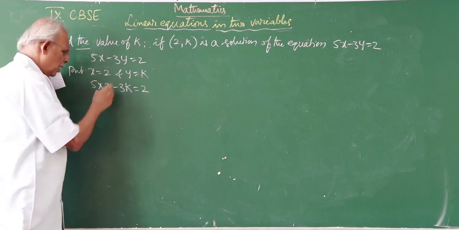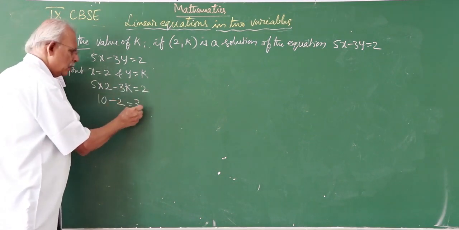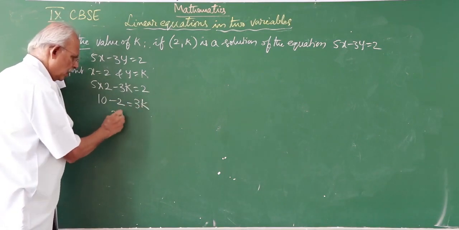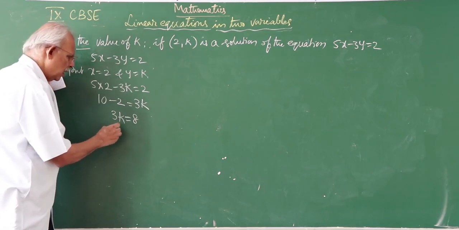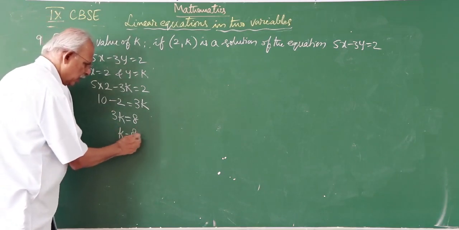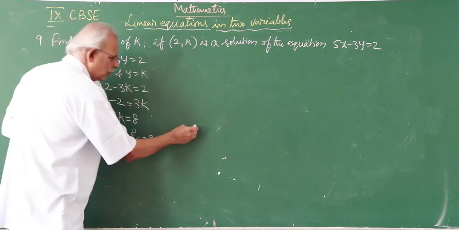Shift it to the right hand side. Let 2 be shifted to the left hand side. 10 minus 2 equals 3k. So 3k equals 10 minus 2 means 8. So k equals 8 by 3. So divide. 3 twos are 6.